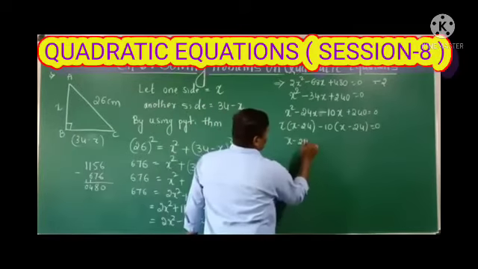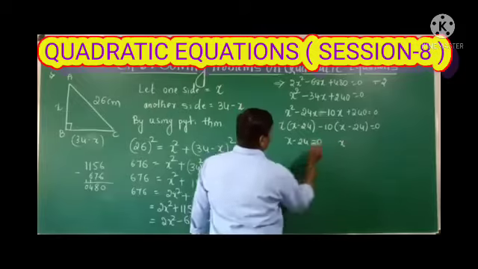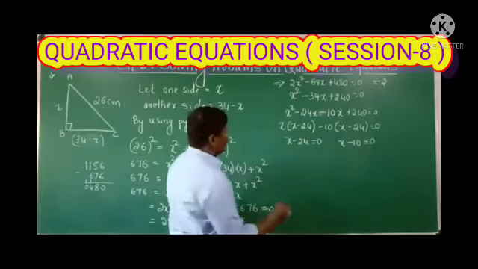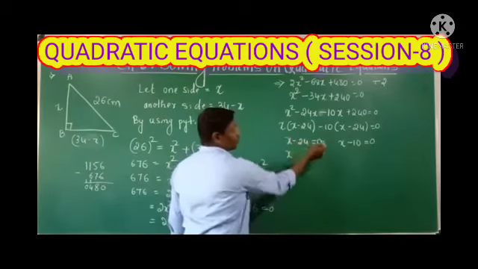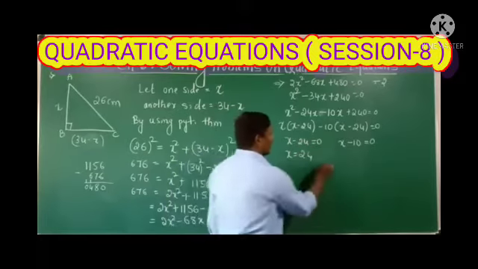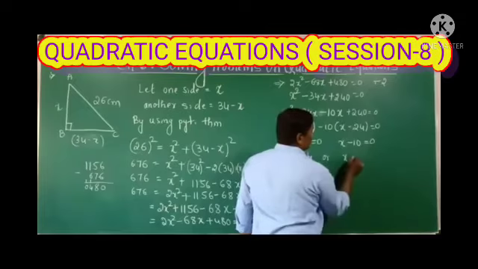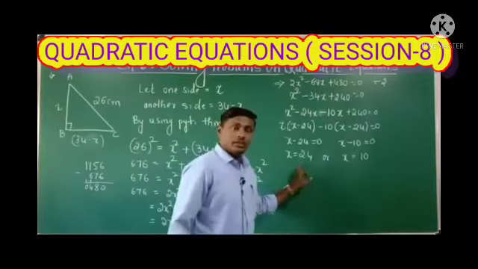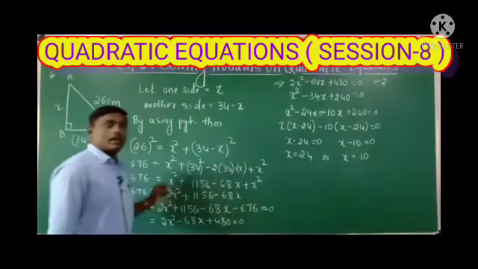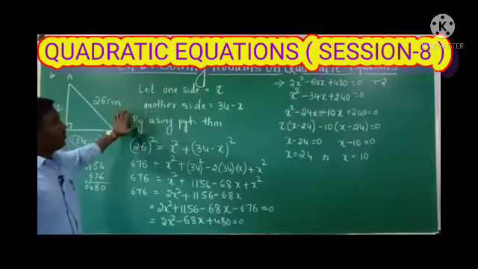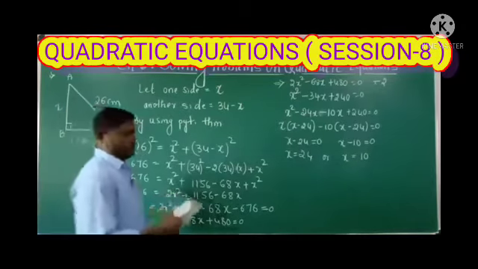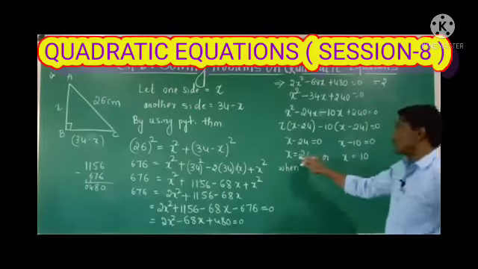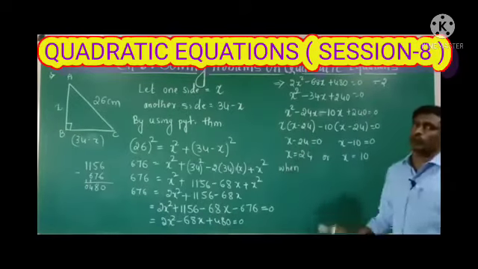x minus 24 is equal to 0 is one term, and another term is x minus 10, which is equal to 0. If x minus 24 is equal to 0, then x is equal to 24, or x minus 10 is equal to 0, which means x is equal to plus 10. So these two are the required roots of the quadratic equation. Now we can find the two sides. Here we are getting two roots, 24 and 10, both positive values only.